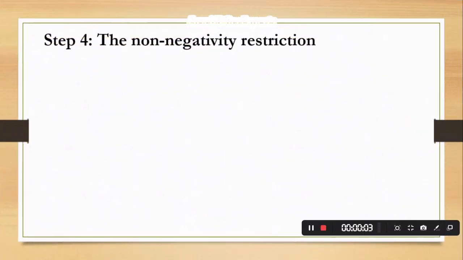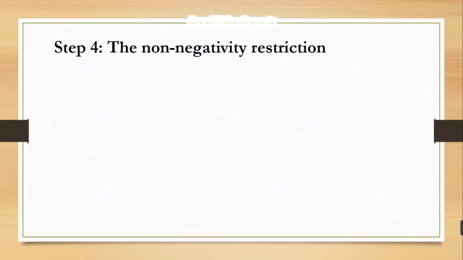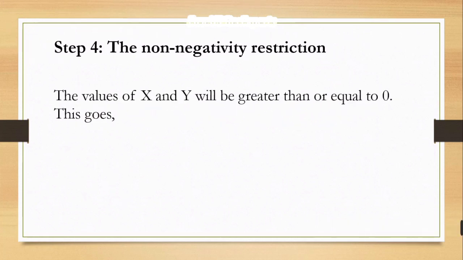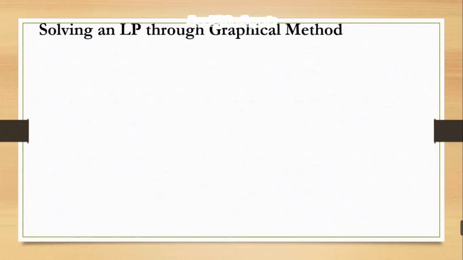Step 4. The non-negativity restriction. The values of x and y will be greater than or equal to 0. This goes x is greater than or equal to 0 and y is greater than or equal to 0. We have formulated our linear program. It's time to solve it through the graphical method.